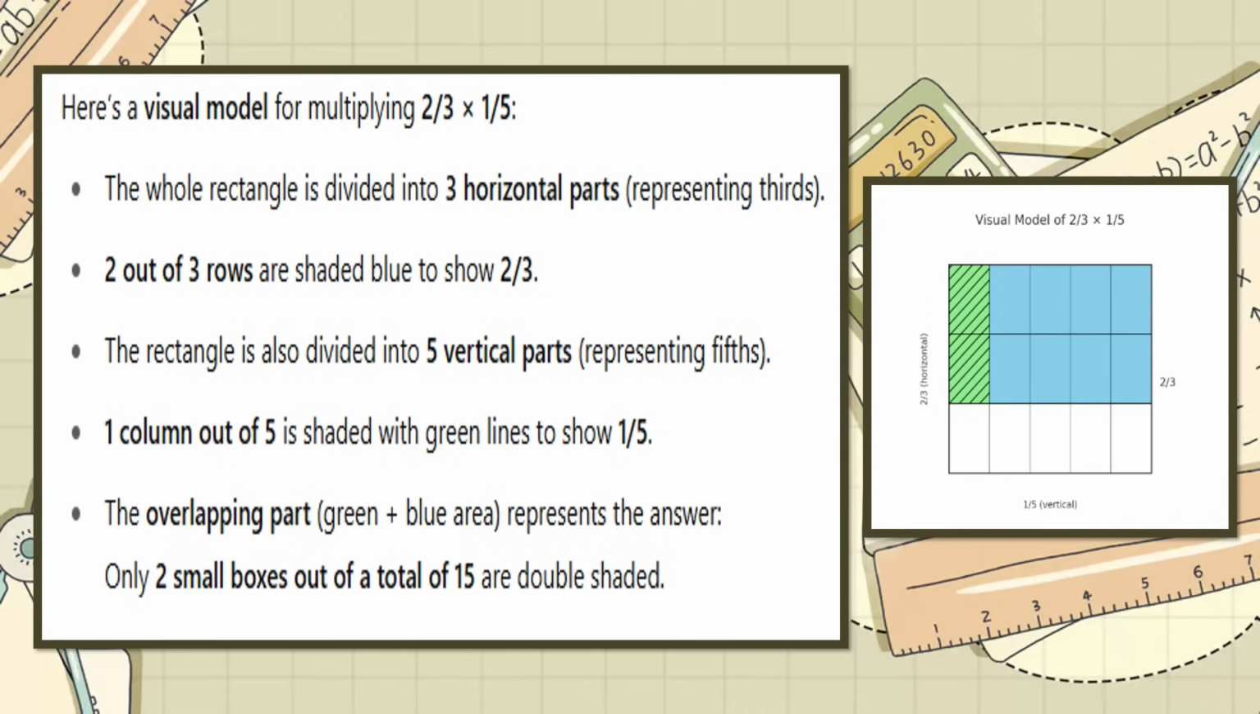So we have here a visual model for multiplying 2/3 by 1/5. The whole rectangle is divided into 3 horizontal parts, representing the thirds. Now 2 out of 3 rows are shaded blue to show 2/3. The rectangle is also divided into 5 vertical parts, representing fifths. 1 column out of 5 is shaded with green lines to show 1/5. The overlapping part, green plus blue area, represents the answer. So only 2 small boxes out of a total of 15 are double shaded.